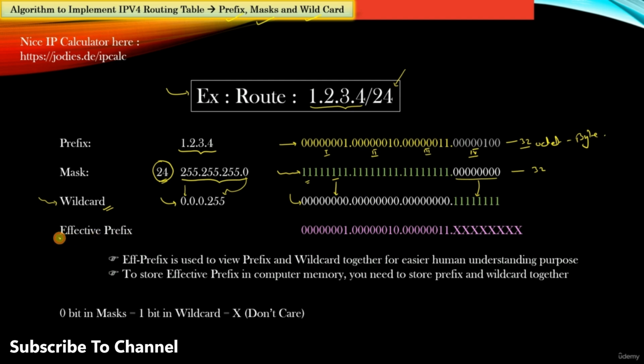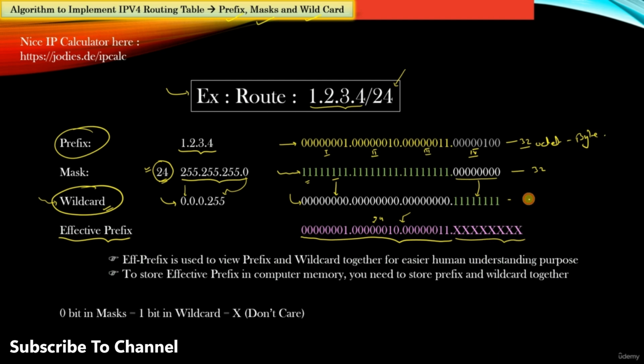Then comes the effective prefix. Effective prefix is nothing but you are trying to view the prefix and the wildcard as one single logical thing. So in effective prefix, you take the bits from the prefix, as many bits as equal to this mask number, which is 24. So you have taken 24 bits from the prefix and the remaining bits will come from the wildcard.